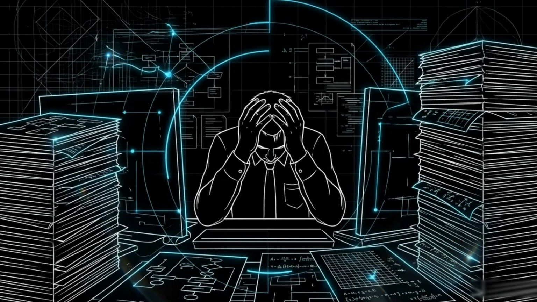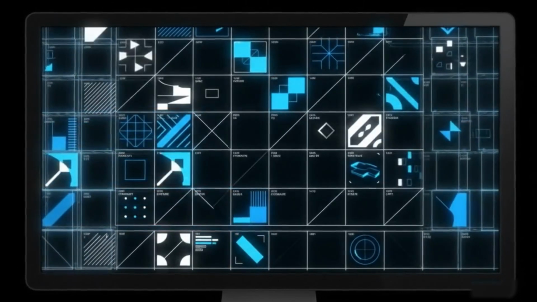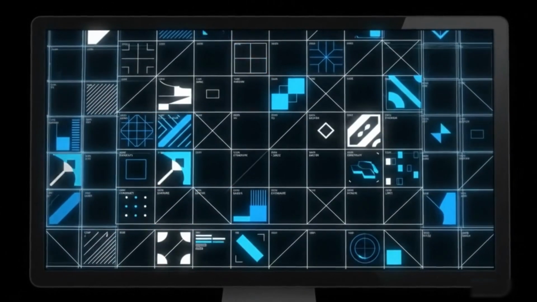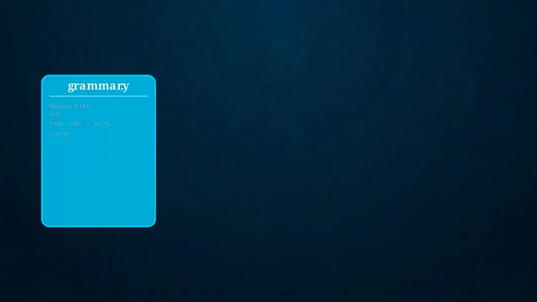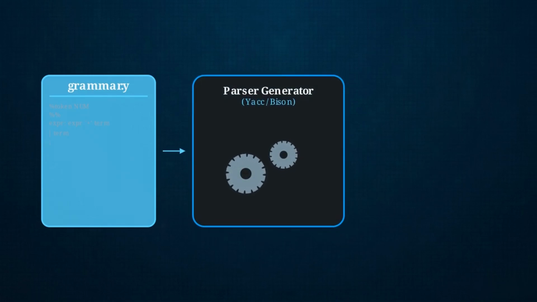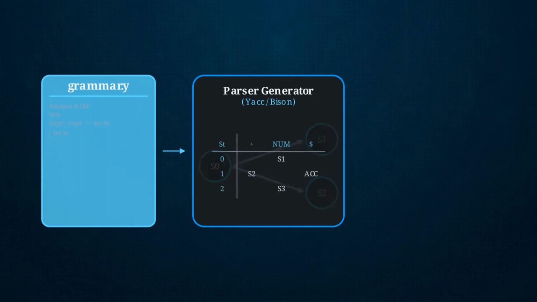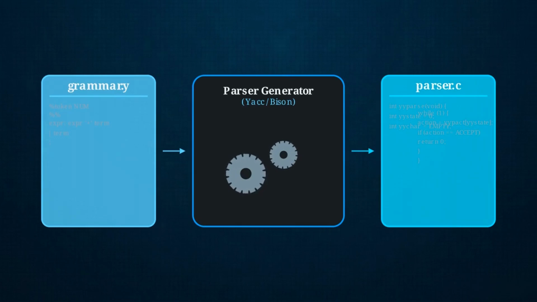Manually calculating the states and transitions for a language with hundreds of rules is a significant bottleneck for developers. To solve this, computer scientists developed parser generators. These tools automate the construction of the states and the action table. A developer provides a file defining the grammar rules of the language. This file is fed into a generator like Yacc, or its modern version, Bison. The generator processes the grammar, determines the necessary look-aheads, and produces a complete parser written in C code.